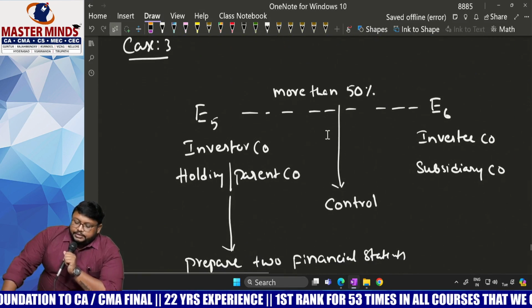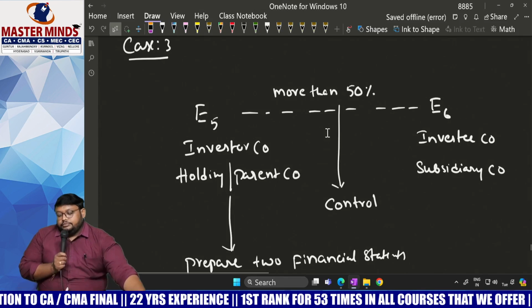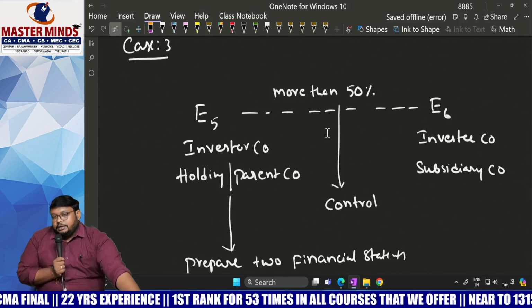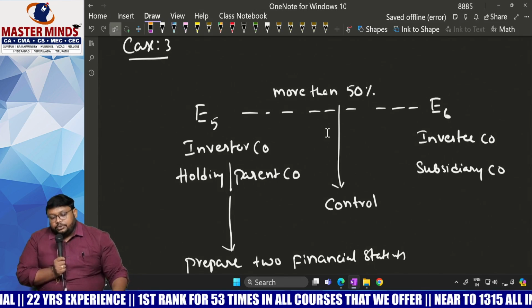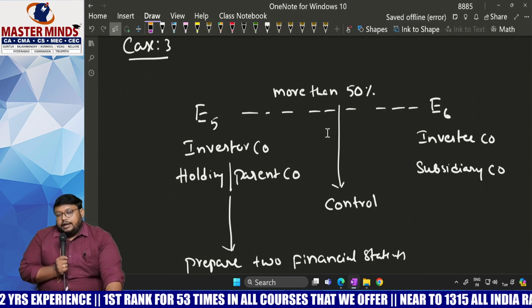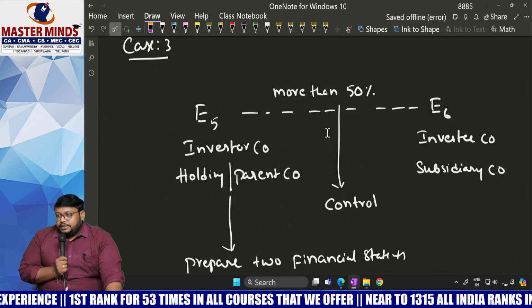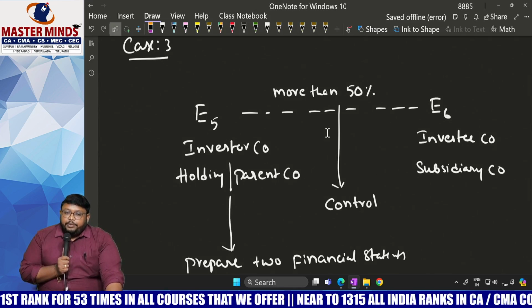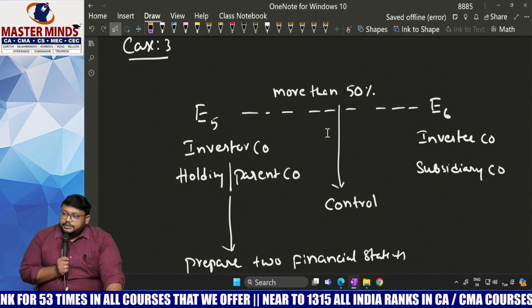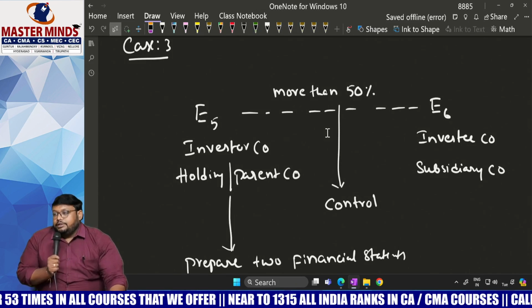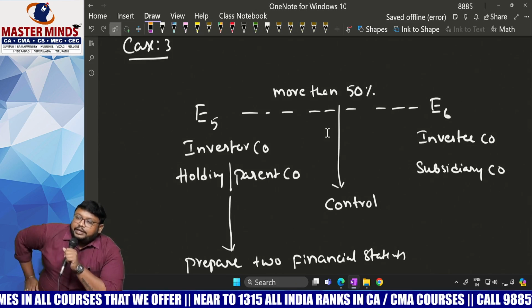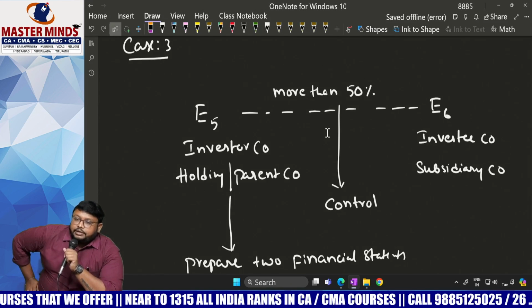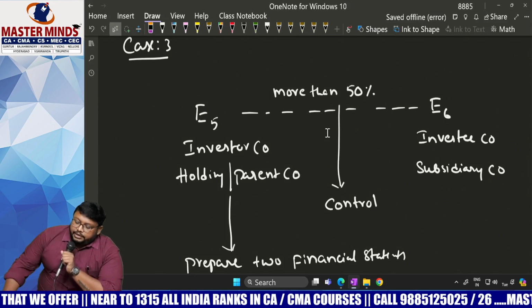So, third case. When we are holding more than 50% of stakes, then the investor company we can call the holding company or parent company, and the investee company is our subsidiary company. When you are holding more than 50% of stakes in any other business, you will attain control over the business. So now E5 can control the business of E6.